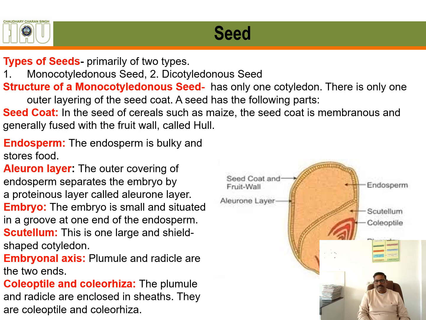Scutellum. Scutellum is the one large and shield-shaped cotyledon. Embryonic axis, in which plumule and the radicle exist at two different ends. Coleoptile and coleorhiza. The coleoptile means the developing plumule and the coleorhiza is the developing root.